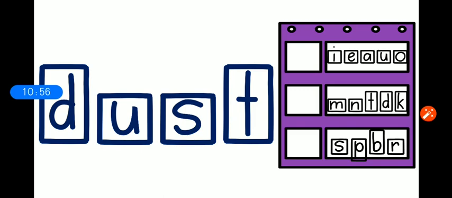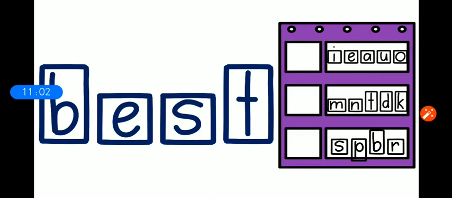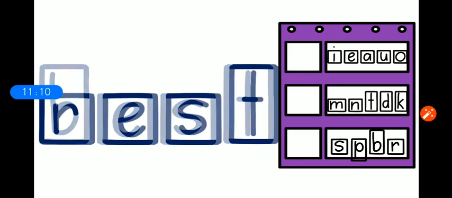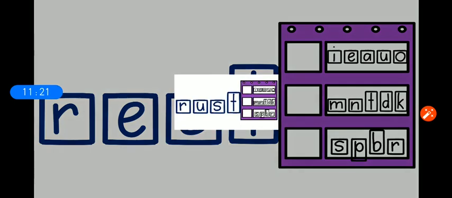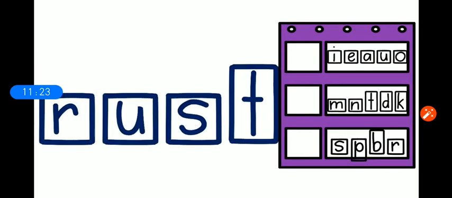Good, they're there. Now let's check for another one. B-E-S-T. Best. Okay? Now let's check for another one. R-E-S-T. Rest. Now we have another one. R-U-S-T. Rust. Can you see these letters on your chaining folder? And are you writing them down?